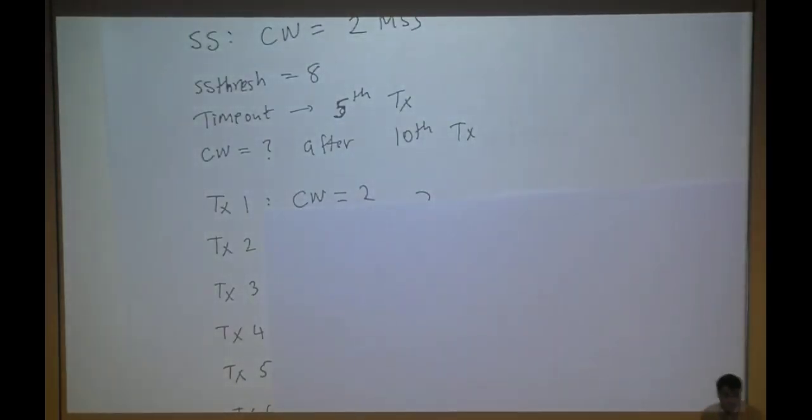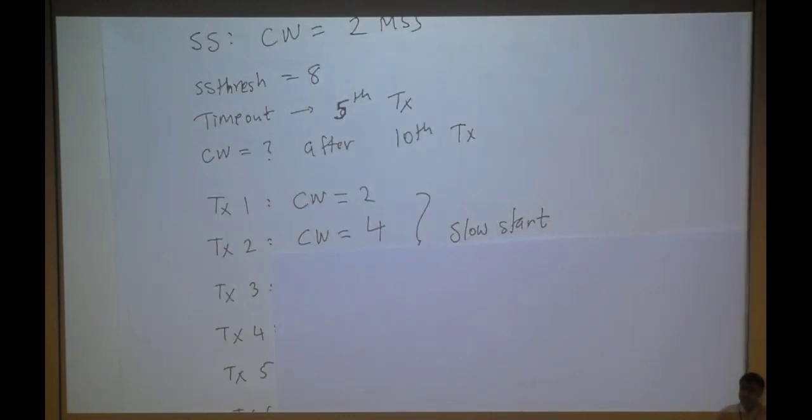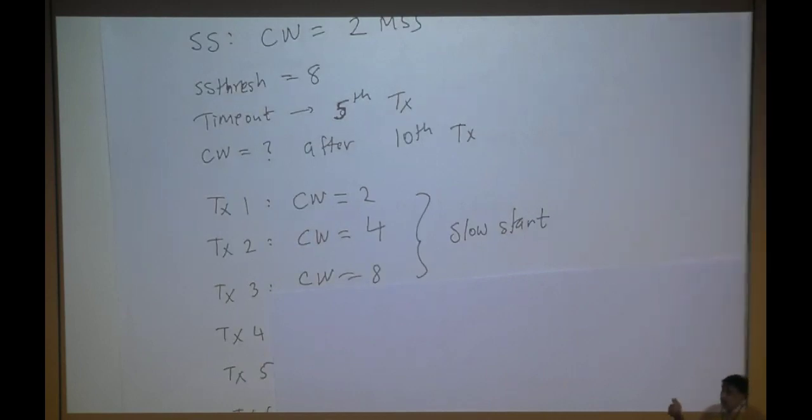So for example, we know that at transmission 1, I'm starting off at window size 2. Then what's going to happen? At transmission 2, what's the window size? Yeah, because I'm in slow start, so it's 4, right? Okay. And at transmission 3? 8, correct. So now I've gotten to my SS thresh.